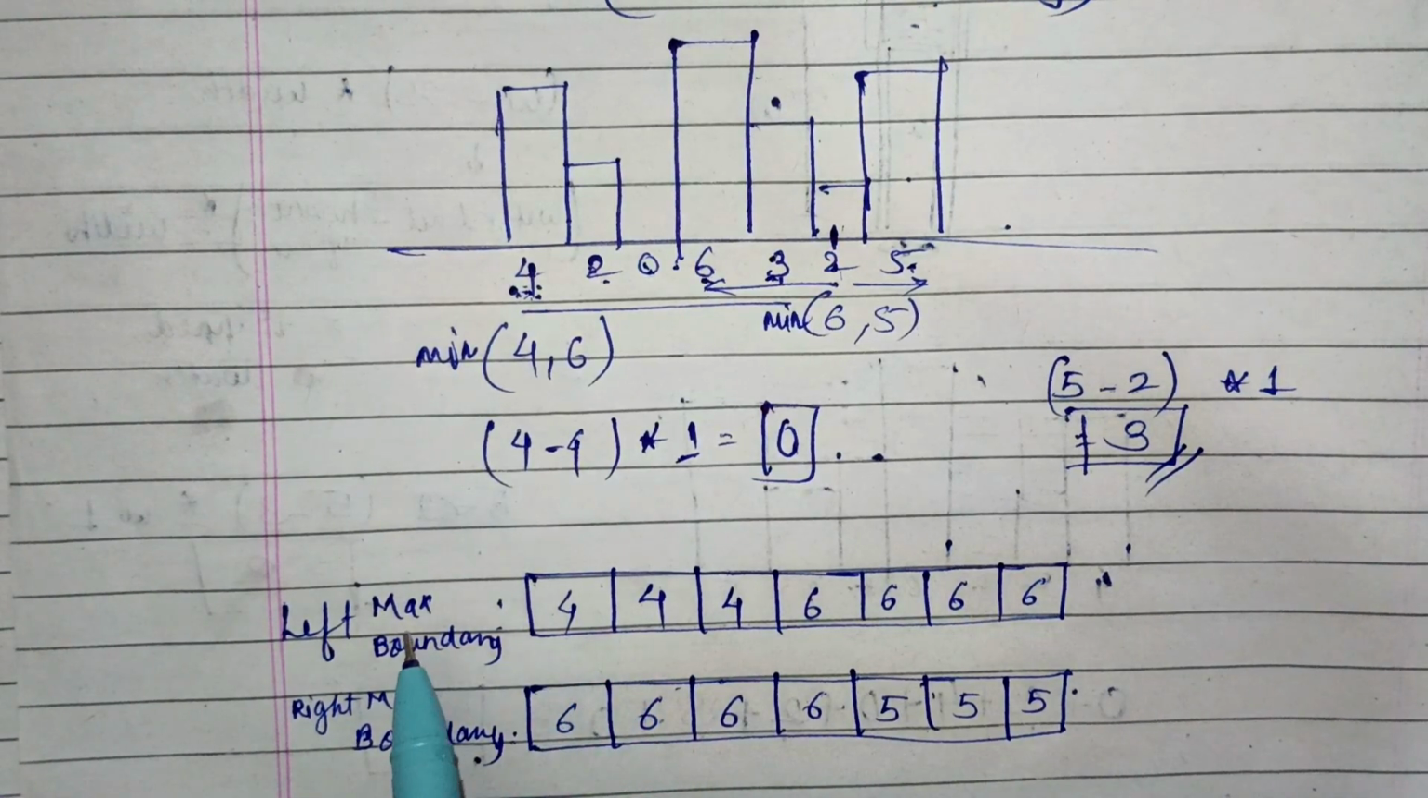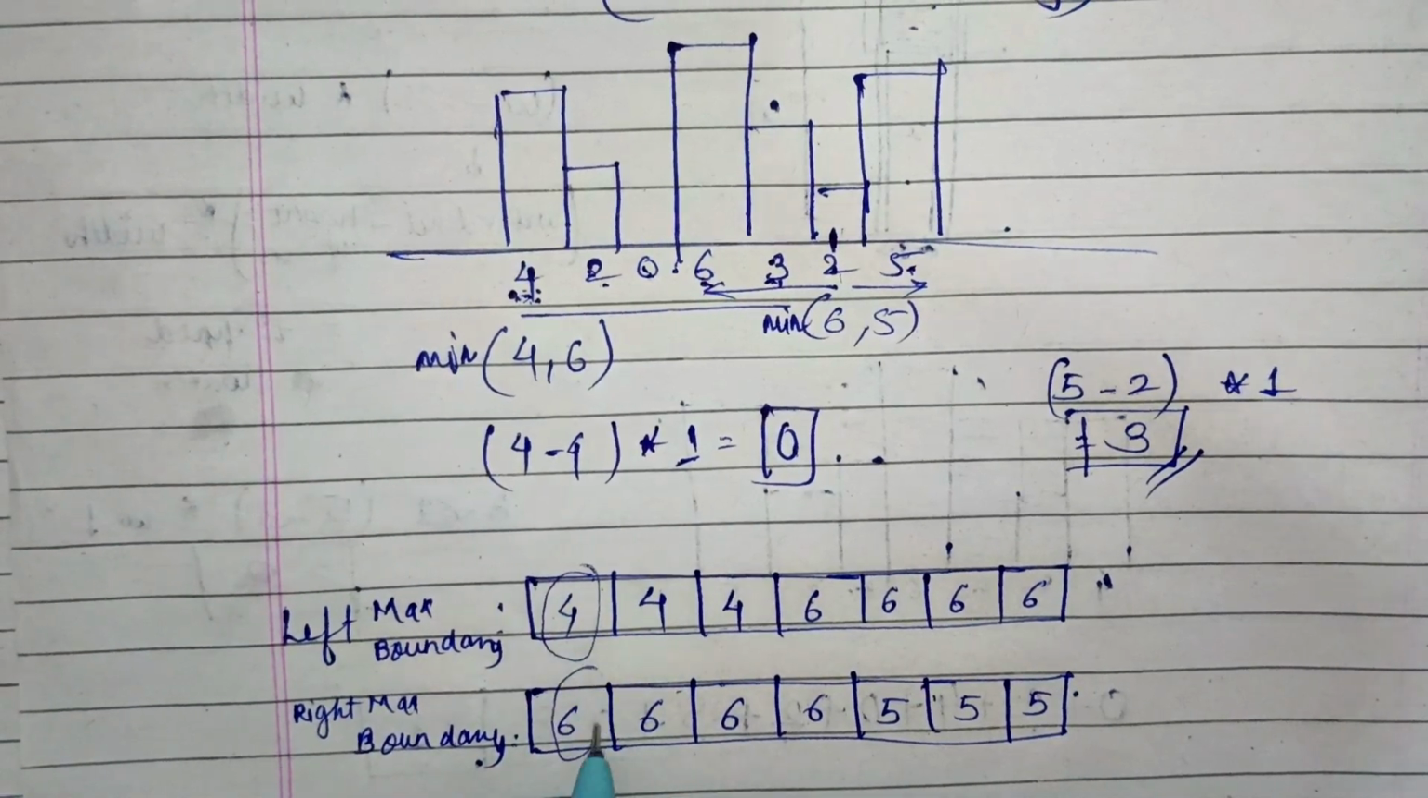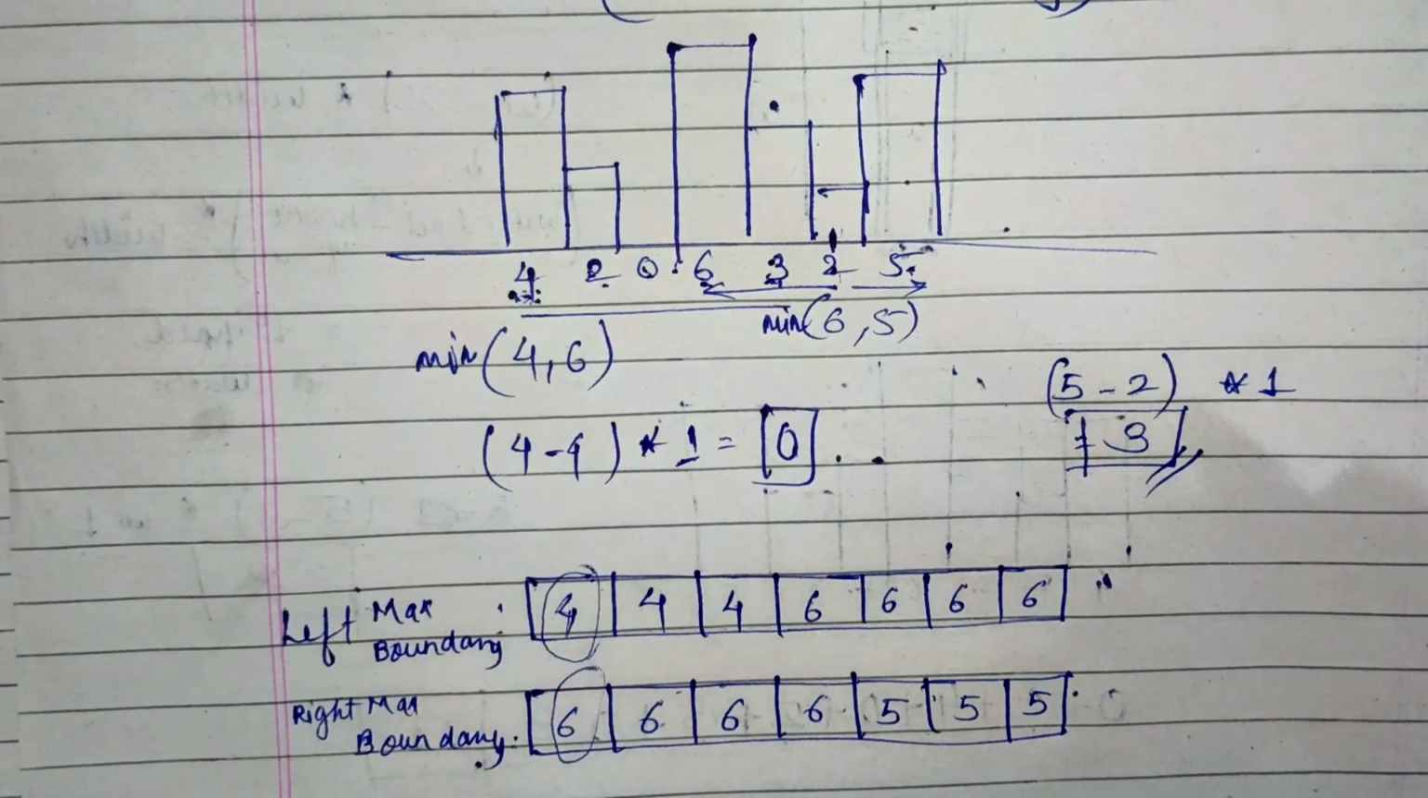And we have to take its minimum. For this 4 and 6, what will be its minimum? Its minimum will be 4, so we have to take 4. According to this we have to calculate.